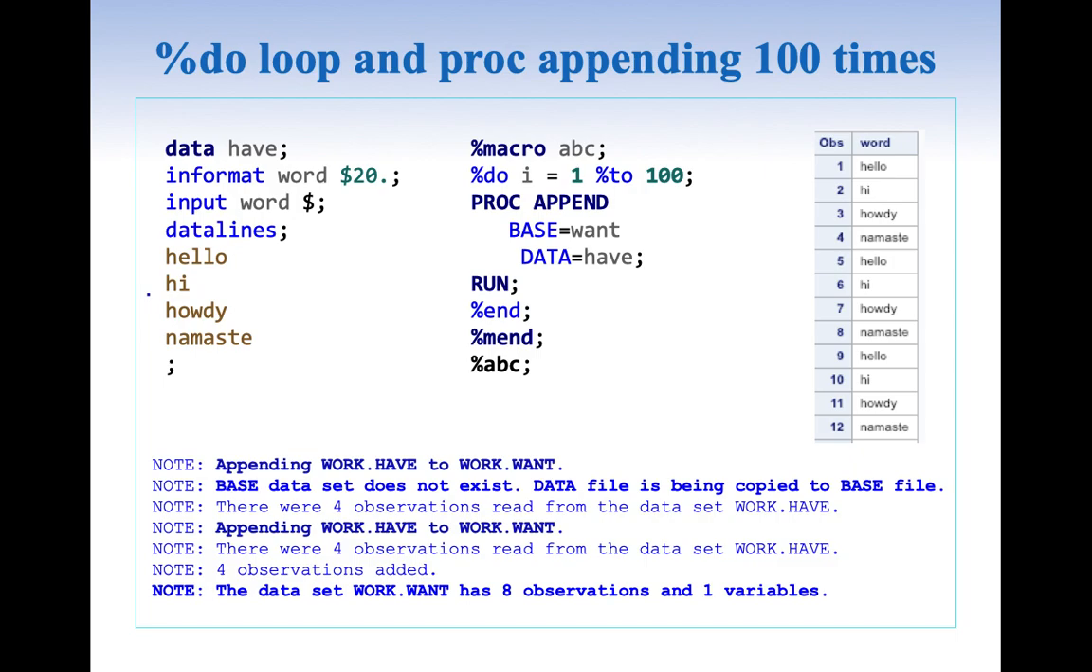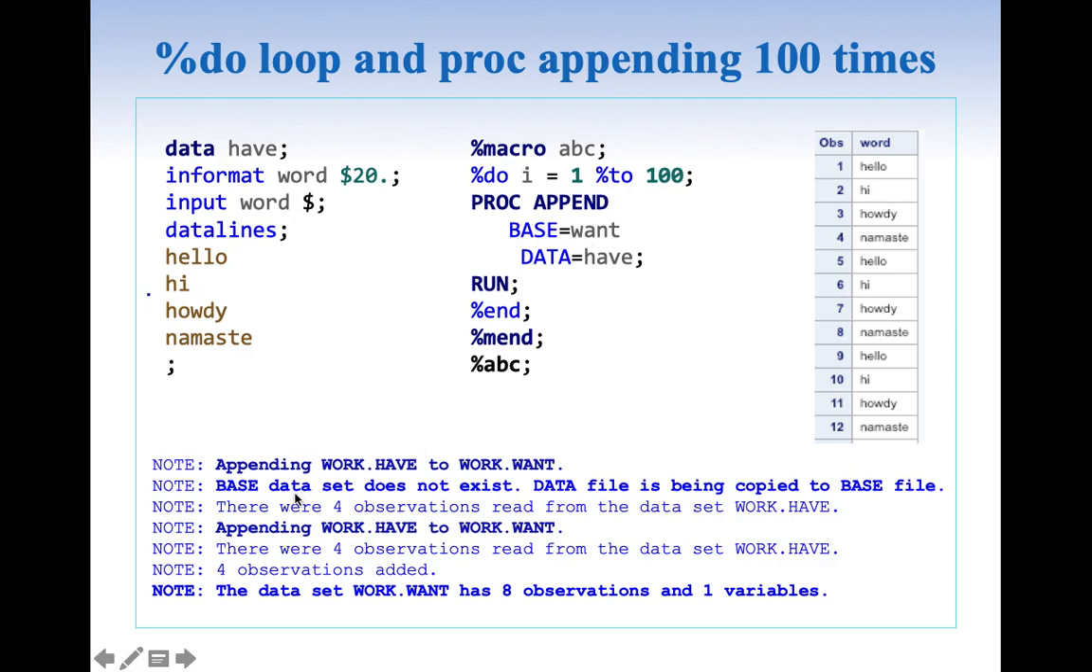So how can we do that? We can do it simply by doing %DO i=1 %TO 100, and we are going to do the PROC APPEND step. What happens here is, the first time it runs PROC APPEND, it creates a base dataset because the want dataset is not there.